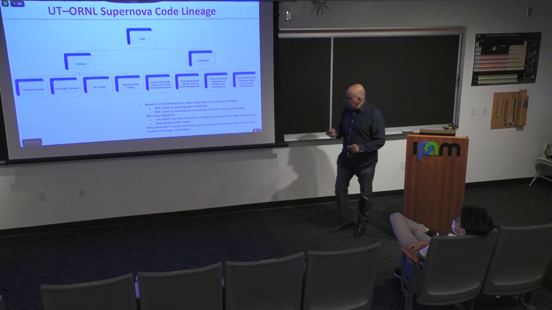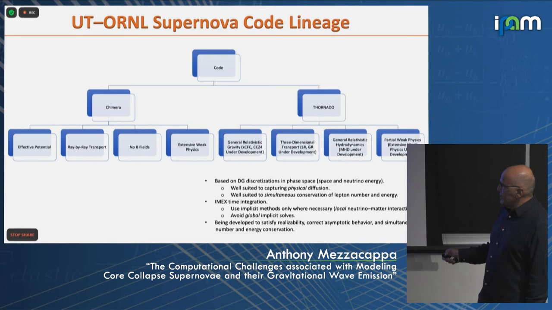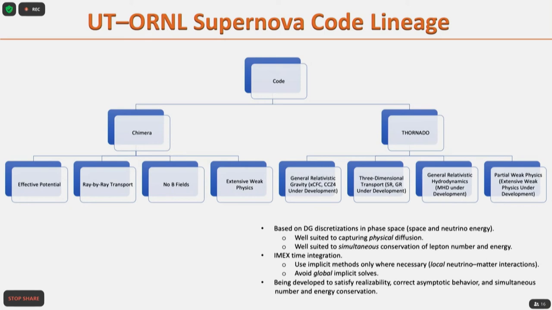This is our code lineage. We have Chimera, which uses the effective potential, ray-by-ray transport, no magnetic fields, and extensive weak physics. And then we have what's called Tornado. Eirik Endeva, who's from Norway, is the lead developer, hence the name. Dr. Thor is what we refer to him as.